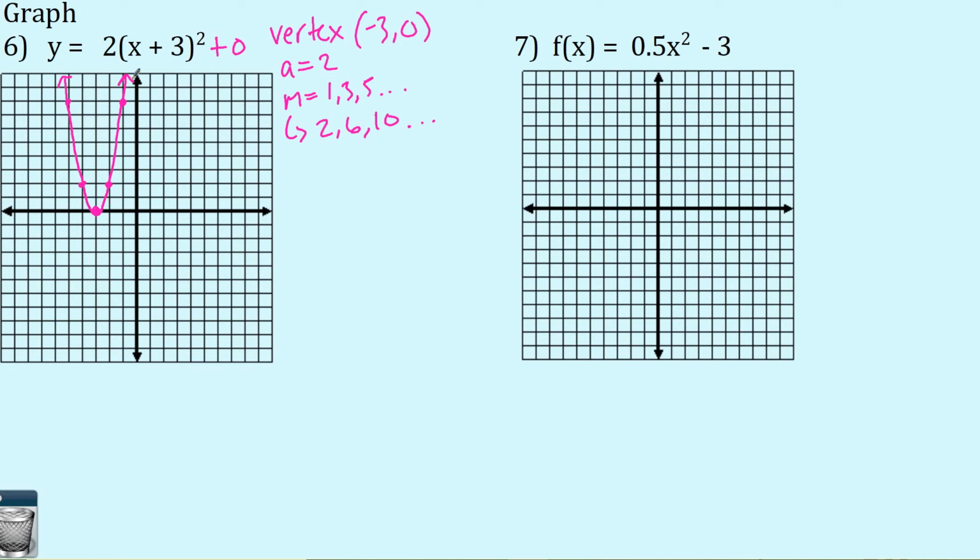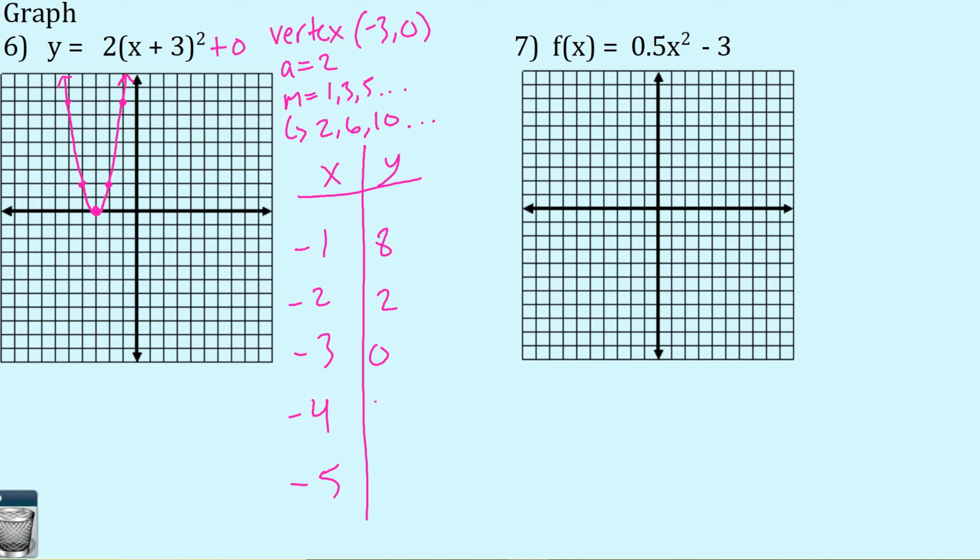If you don't like that, then you go ahead and make your table. I would make your t-chart around your vertex, -3, 0. Pick numbers above that and below it, and you're going to want to plug them in. So these should be 2 and then 8.